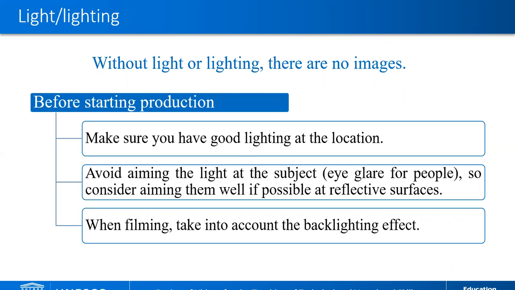Light and lighting. Without light or lighting, there are no images. Before starting production, make sure you have good lighting at the location. Avoid aiming the light at the subject. So consider aiming them well, if possible, at reflective surfaces. When filming, take into account the backlighting effect.